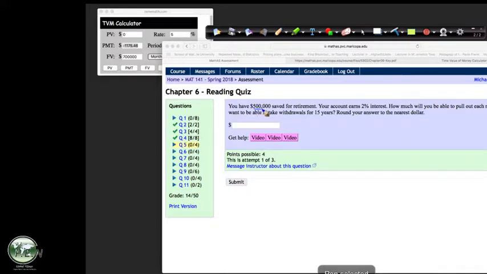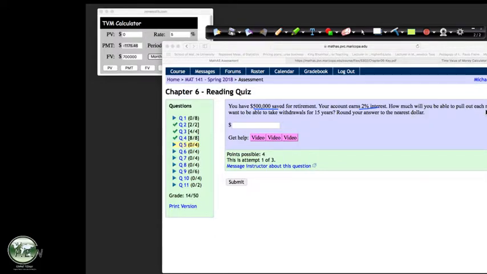You have 500,000 saved for retirement, so we already have it. That's cool. Anyone got 500,000 for retirement yet? I'm getting close. Just another 20 years and I'll be there. No. Your account earns 2% interest. That's not very good, but well, we'll take it.